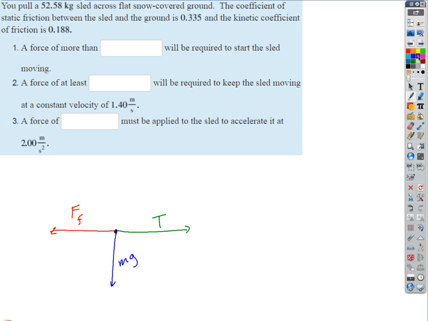And that's it, isn't it? Doesn't the normal force and mg cancel? Yes, they are going to. And how do you know they're going to? Because it's not accelerating up or down. It's moving horizontally.